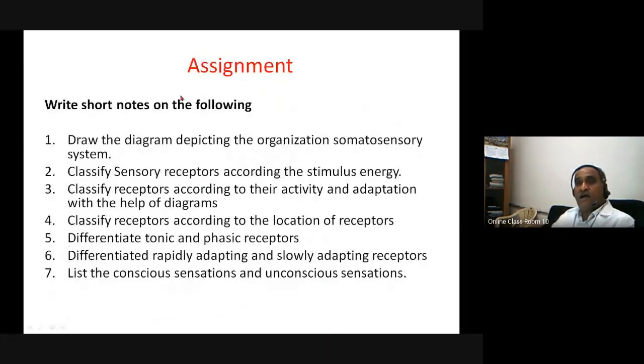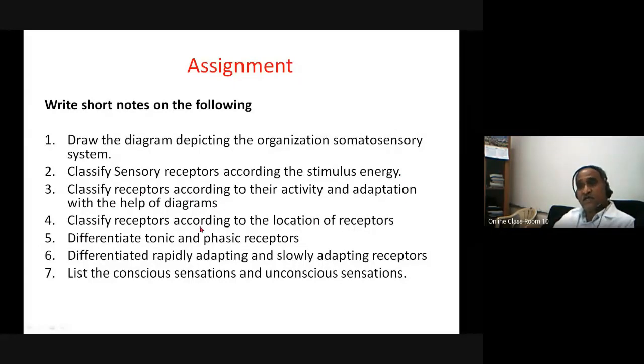And I have given some of these questions for your assignment. Write short notes on the following. Draw a diagram depicting the organization of the somatosensory system. Try to make it in your own way, and that is important. Classify sensory receptors according to the stimulus energy. Classify receptors according to their activity and adaptation with the help of diagrams.